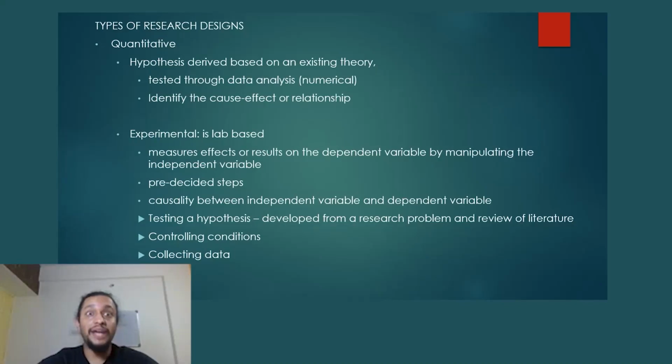The most scientific form of research design is the experimental design, which is usually lab-based, but not necessarily always. The experimental method measures the effect on a dependent variable by manipulating the independent variable, so cause and effect. The steps are pre-decided by the experimenter, saying that this will happen, then this will happen, then this will happen. And then you try and establish causality by controlling all the other confounding variables that are in and around it.